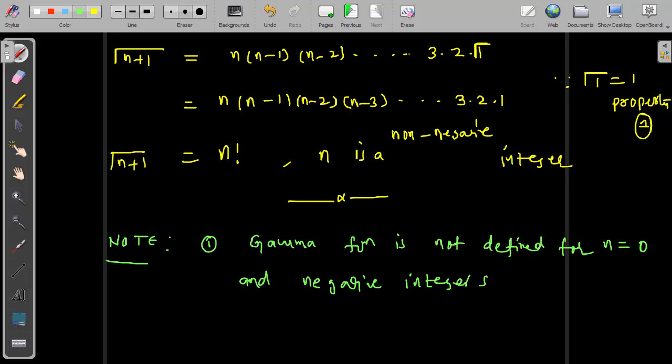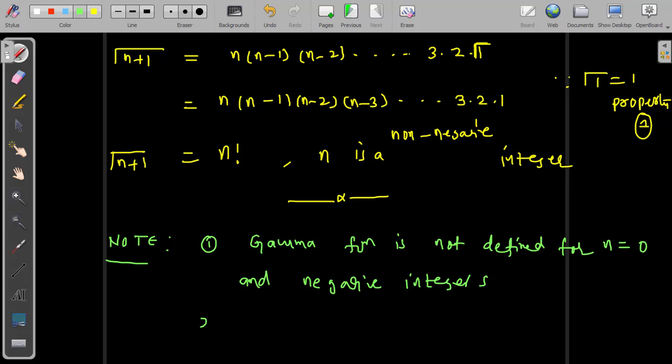So here you can use the definition by substituting n equal to 0, n equal to -1, n equal to -2, towards minus infinity. You will not get the definite integral value, which means the definite integral does not exist. So gamma function does not exist for 0 as well as all negative integers.